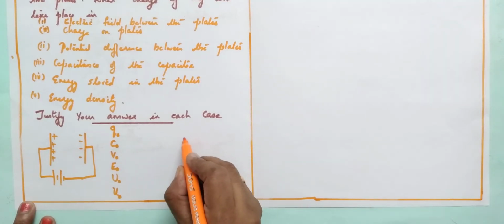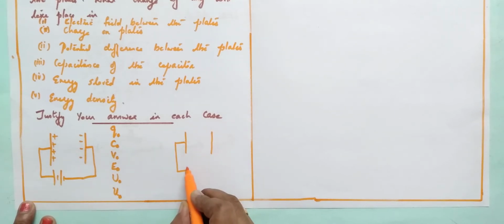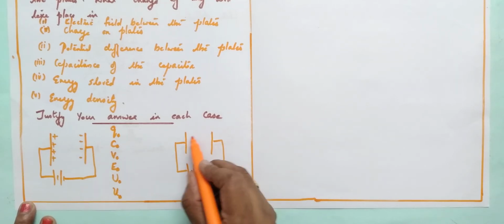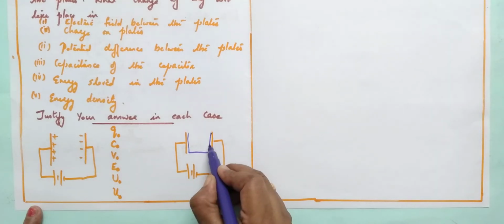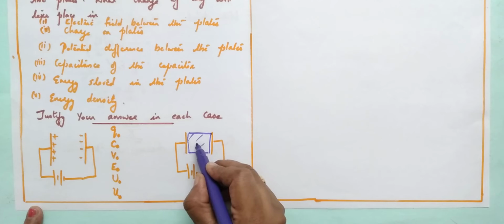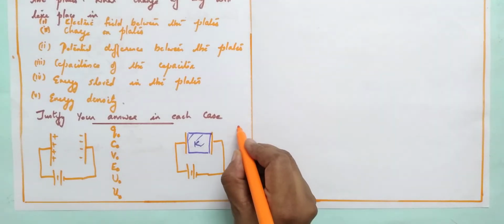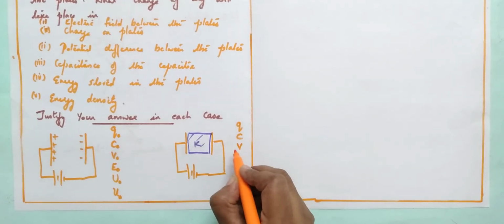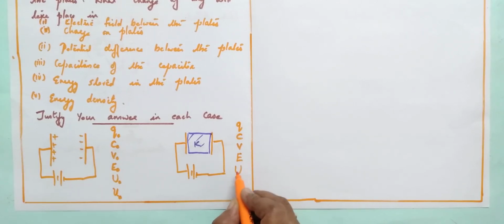Now the second case is the same capacitor without disconnection, that means it is still connected to the battery. A dielectric slab having the same thickness and dielectric constant K is introduced. Now what happens? Let the charge be Q, capacitance C, potential difference V, electric field E, energy U, and energy density small u.